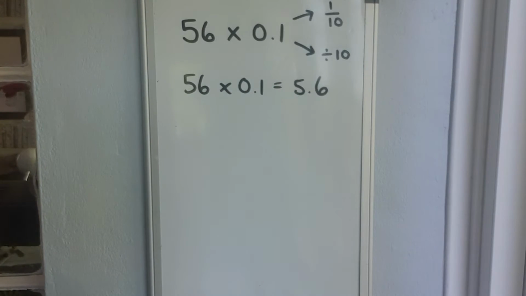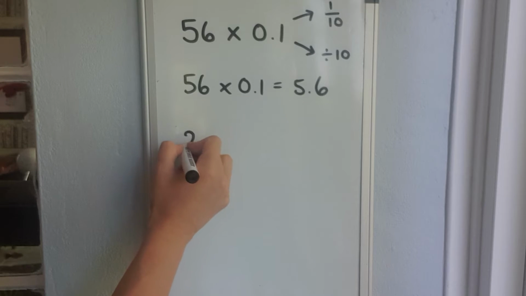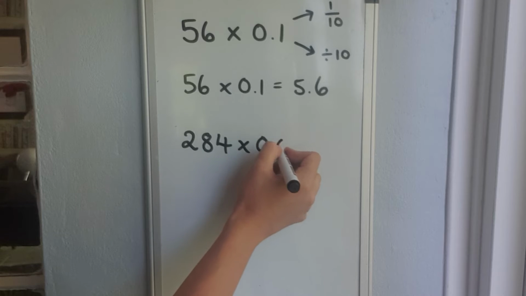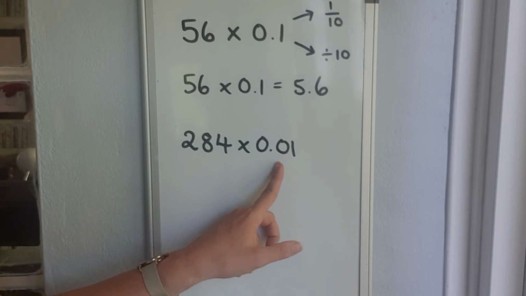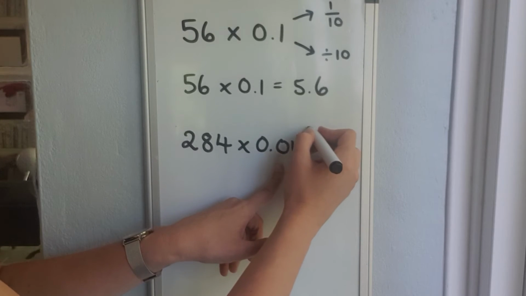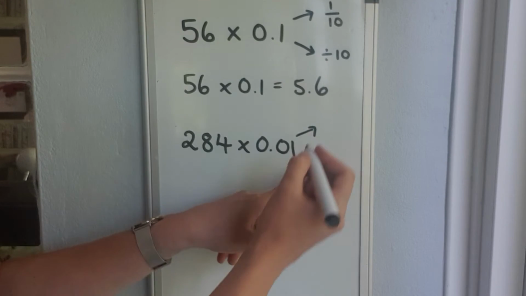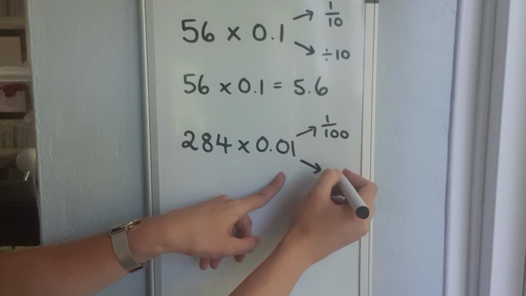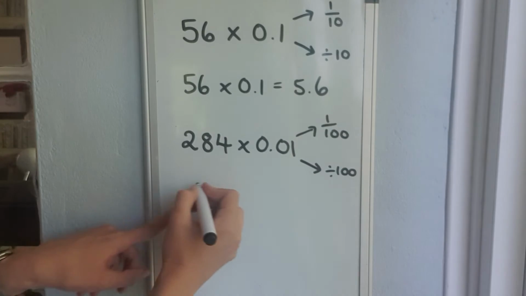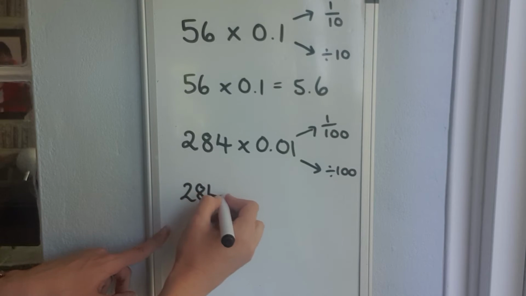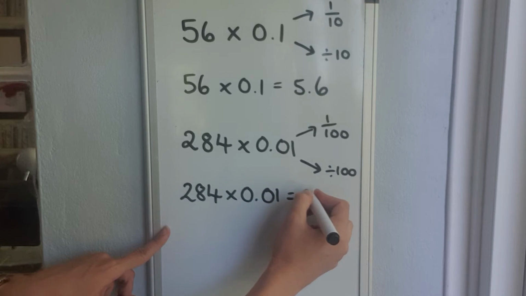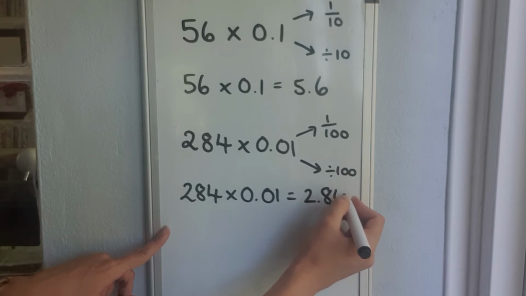Another example would be if I'm doing 284 times 0.01, that is the same as a 100th. So that place value there is a 100th, which is the same as dividing by 100. So 284 times 0.01 would be 2.84.